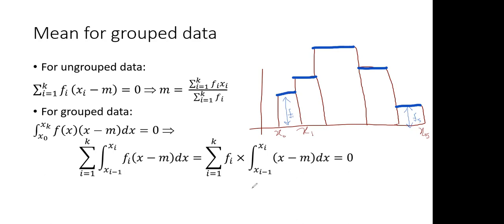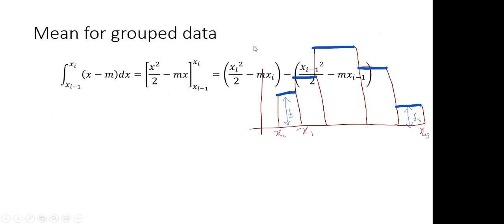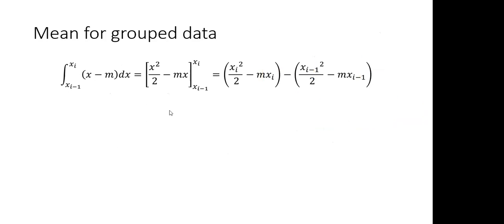So now what we are going to do is focus on just this integral, the integral from xi minus 1 to xi of x minus m, dx. That's what we are going to do in the next one. Let me clear the drawing. If you integrate x, you get x squared by 2. And when you integrate a constant, you get that constant times x. We need to evaluate it at xi minus 1 and at xi. So we evaluated it at xi, then evaluated it at xi minus 1 and subtracted it. Is this part clear?